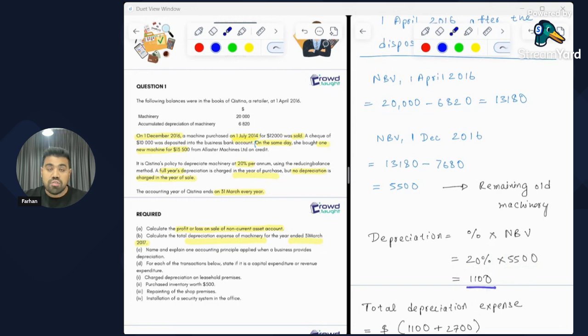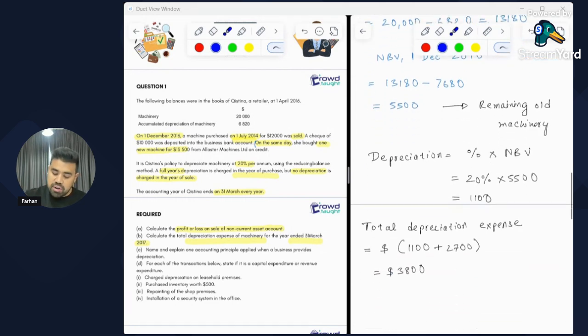which gives us $1,100. Okay? Now the total depreciation expense for the year ended 31 March 2017, which means the financial year that started on 1 April 2016 and ended on 31 March 2017, is the $1,100 that we just got for the old remaining machinery, plus $2,700, which is the depreciation for the new machine purchase that we had made. Altogether, the total depreciation expense for the year ended 31 March 2017 is $3,800. All good?